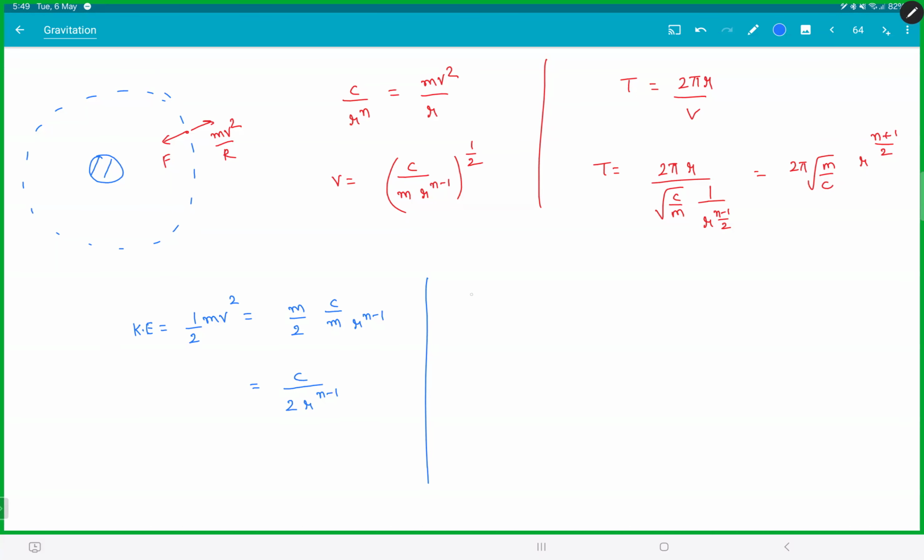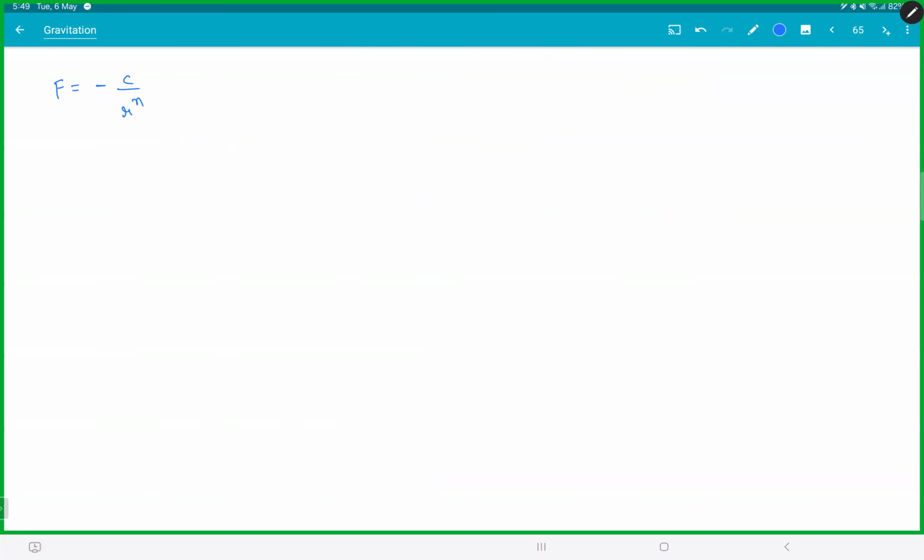Now, is there any relation between force and potential energy? There is. So listen carefully. This was the trap in the whole question, actually. We know F is equal to minus C by r power n, and we know F is also equal to minus dU by dr. So integrate on both sides. We will get dU is equal to C times dr by r power n. Integrate on both sides.